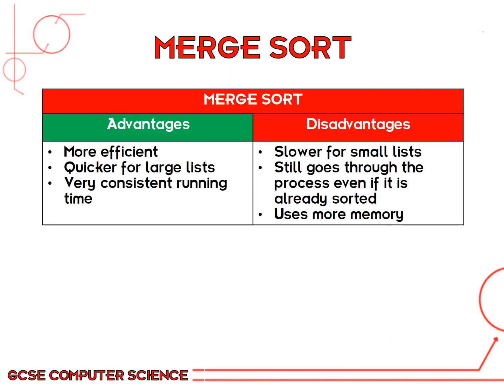So the advantage of using merge sort is that it's more efficient. Essentially, it's quicker for large lists and it has a very consistent running time. It seems to take a very consistent amount of time no matter how big your list is. The disadvantage is it is slower if you use a very small list. You could definitely sort it quicker using insertion sort. Another disadvantage is it still goes through the whole process even if the list is already in the right order. Another disadvantage is it uses more memory because you need a separate memory location to separate all of the list items into.